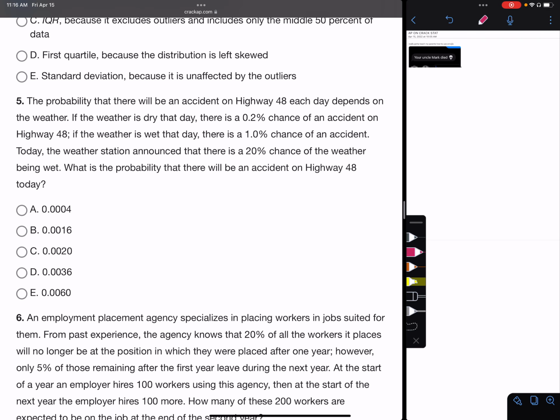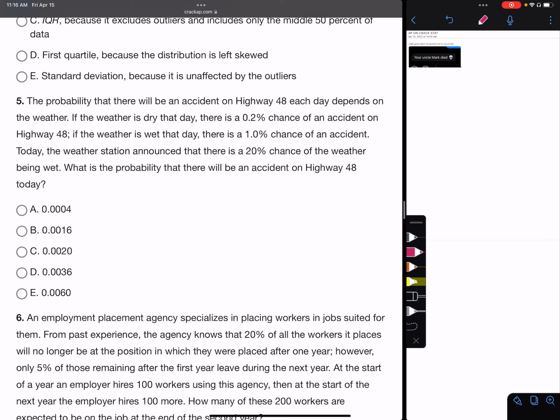The probability that there'll be an accident on Highway 48 each day depends on the weather. If the weather is dry that day, there's a 0.2% chance. If the weather is wet, there's a 1% chance. Bro, I thought it'd be like 10, 20%. Today, the weather station announced that there's a 20% chance of weather being wet. What's the probability that there'll be an accident?